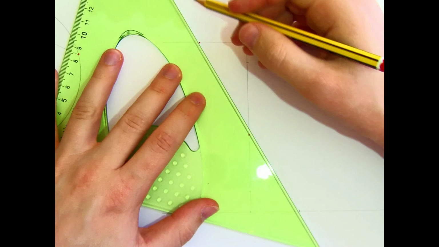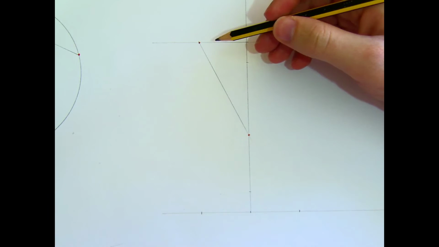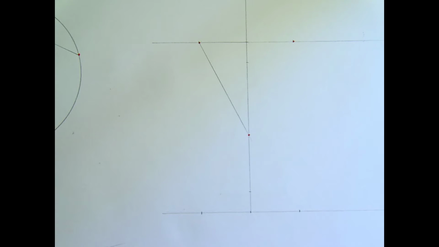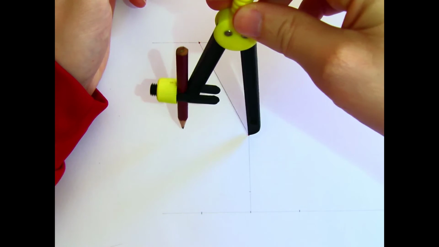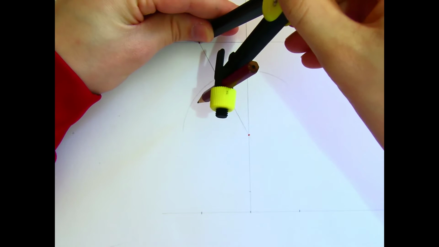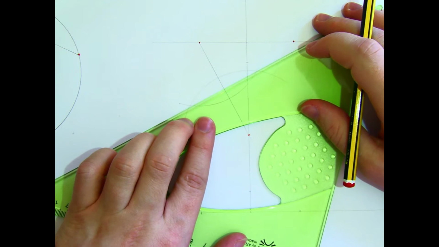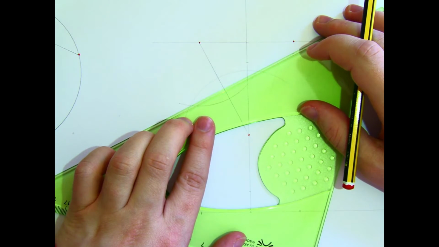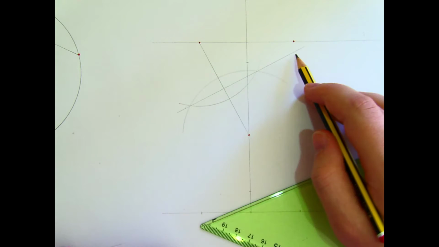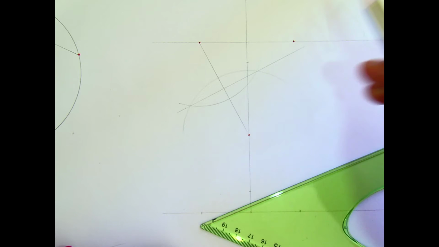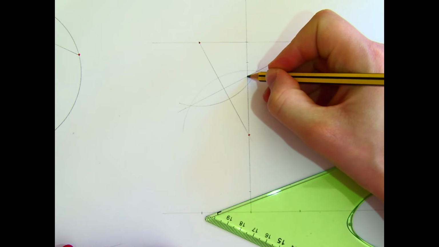So I'm going to join this one to here, and I again have another chord. So I'm going to bisect this line, and on the bisector the center will be somewhere. So along this line here somewhere is the center of the circle, but I already have another chord, which is this one, so where they cross gives me that point there.